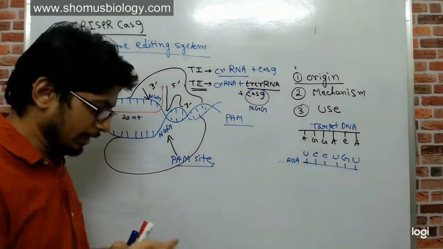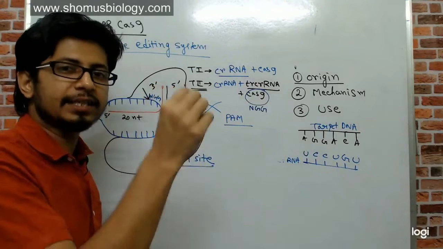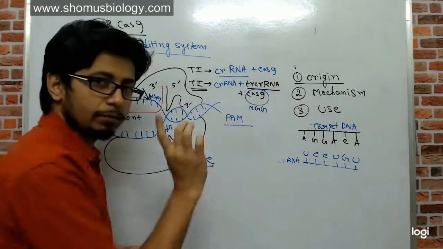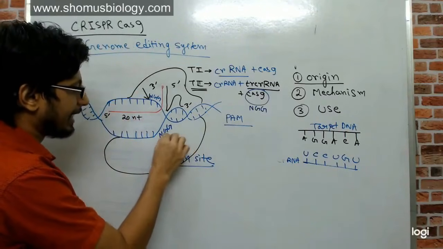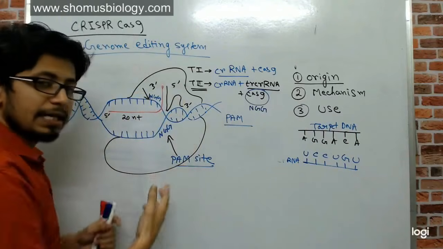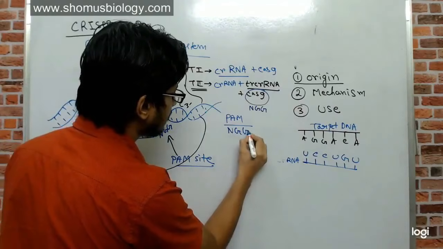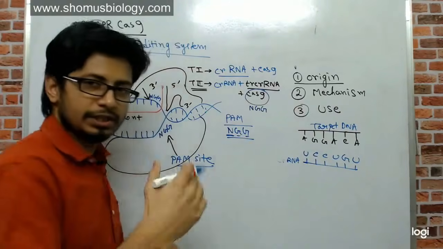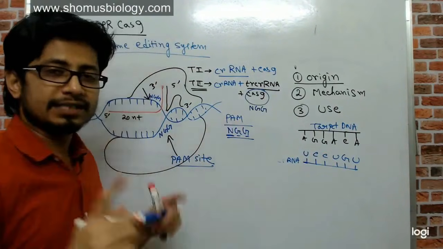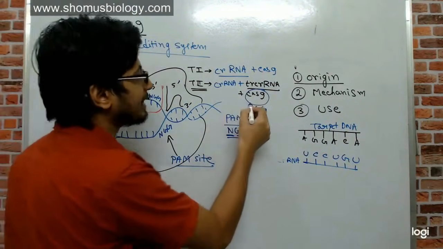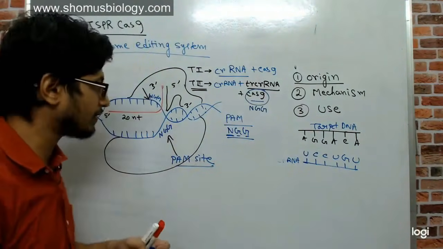This is known as the PAM site. The full form of PAM is protospacer adjacent motif. This is the location which has a particular structure, that is NGG, where N means any nucleotide, and two G nucleotides are present side by side. This is the place where Cas9 will cleave, because Cas9 is nothing but a molecular scissor that can cleave both strands of the target DNA.